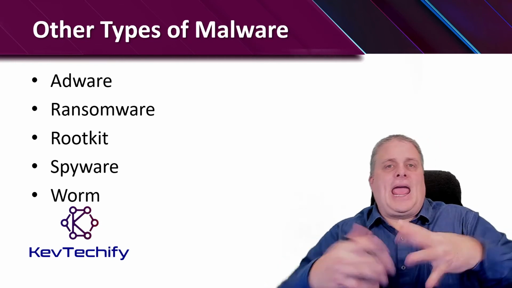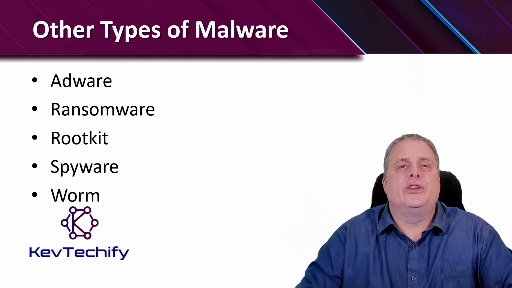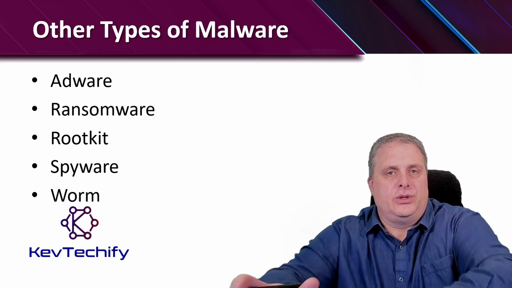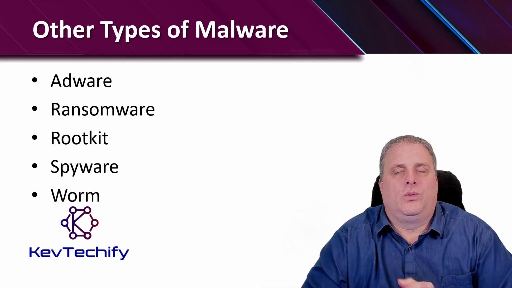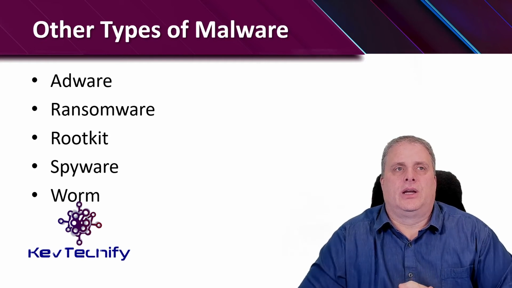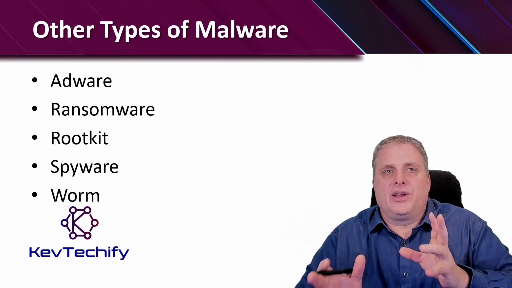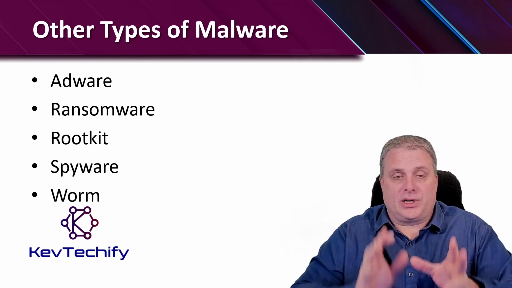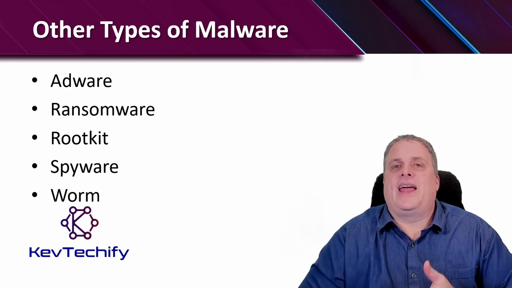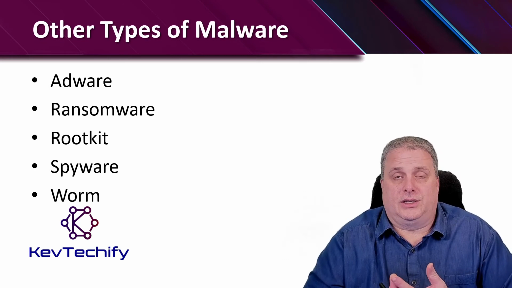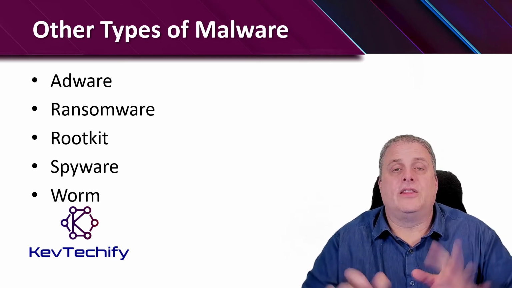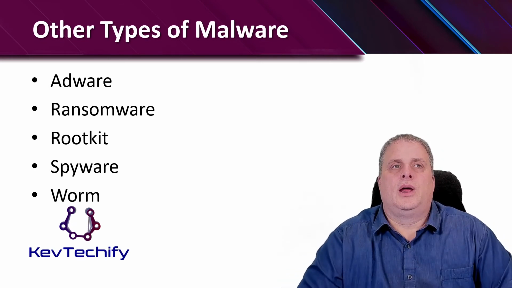Spyware is like adware, but spyware steals your data and sends it to a threat actor without the user's consent. Now, spyware can be a low threat, gathering browser data, but it can also capture personal data like financial information and medical records. And the final type of malware is a worm.